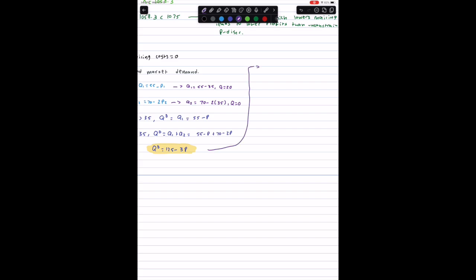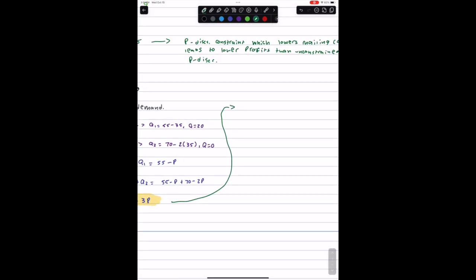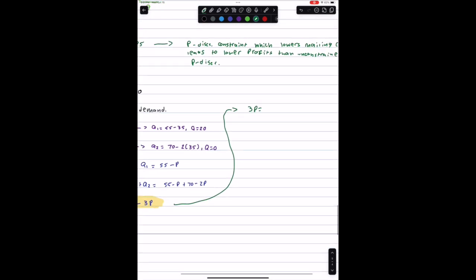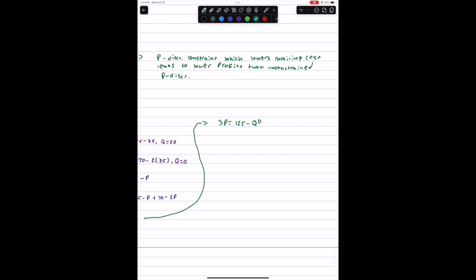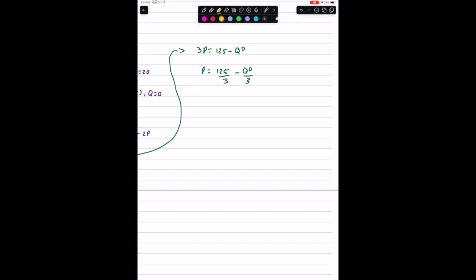Actually, let me choose a different color. We know that 3P is going to be equal to 125 minus QD. We know that P is going to be equal to 125 over 3 minus QD over 3. Okay, we have P is equal to 125 over 3 minus QD over 3.